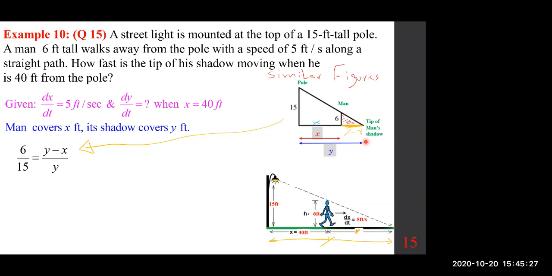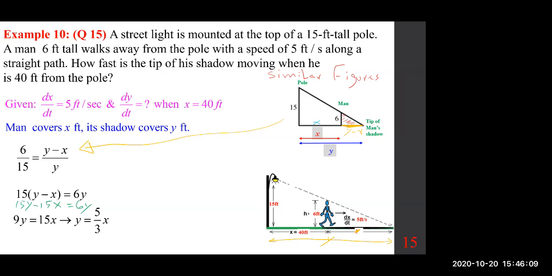Having said that, now it becomes a piece of cake. Cross product and simplify. 15 times y minus x equals y times 6. So when we go through the process, this is 15y minus 15x equals 6y. You subtract 6y and move the negative 15x, and that's what we get: 9y equals 15x, so y equals 5/3 x.